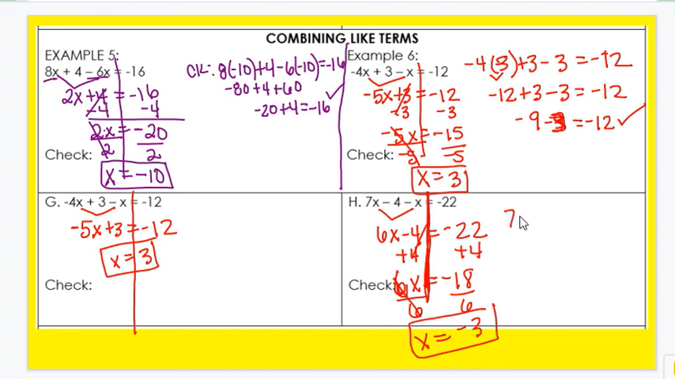Let's check it. 7 times negative 3 minus 4 minus negative 3. We want to know if that equals negative 22. If you have your calculator, you just type this in. 7 times negative 3. Just make sure when you put negative 3, you put the negative sign and not the minus sign. Then minus 4 minus, then you hit negative 3. And it does check out. I just did it in mine. All right, good job.